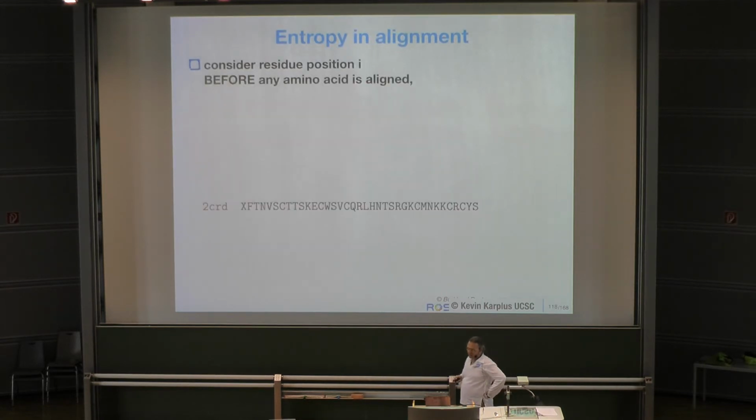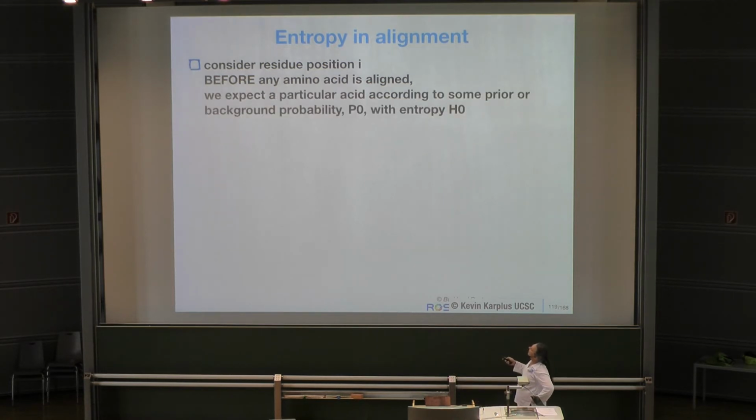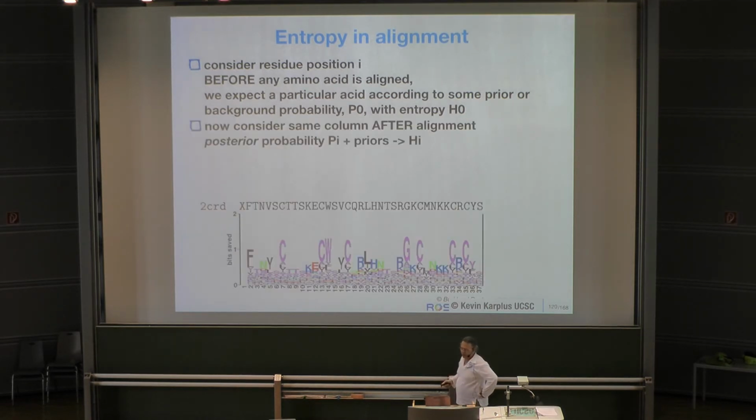You simply look at the microstates before any amino acid is aligned. So if that is my sequence that I want to align, consider the residue at position i. Before any amino acid is aligned, we expect particular amino acids according to some prior background probability with an entropy H0. That is essentially the same thing as the substitution matrix that I showed you before. You can put in the frequency of the entire database, the frequency of human, or the frequency of that particular protein family. All of these are different background models.